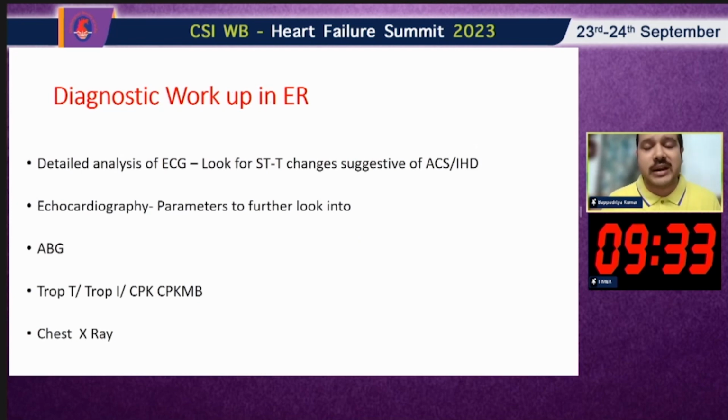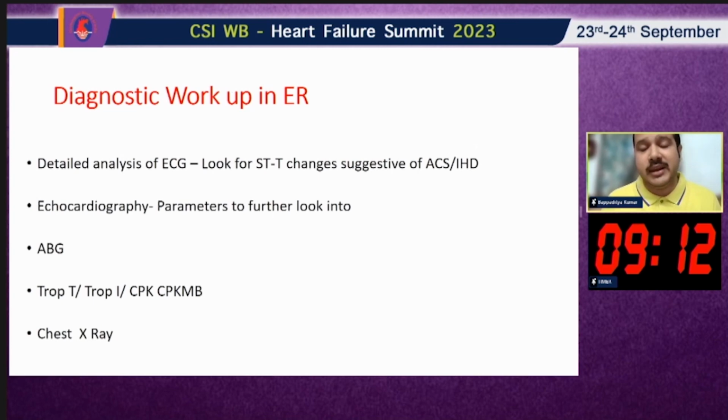So diagnostic workup in the ER, before doing a chronic workup, I need to do a diagnostic workup in the ER. So detailed analysis of ECG, look for ST-T changes suggestive of ACS or IHD. In those cases, we may need to go for TROP-T, TROP-I or CPK-MB, as the creatinine level is already raised. So TROP-I and CPK-MB appear to be a better choice for a cardiac marker in this patient.